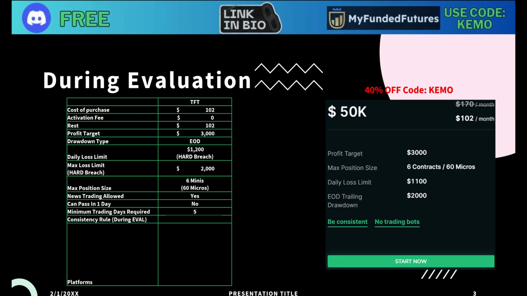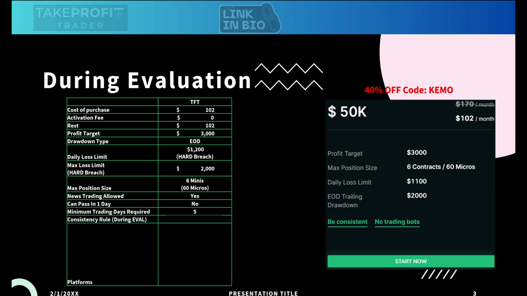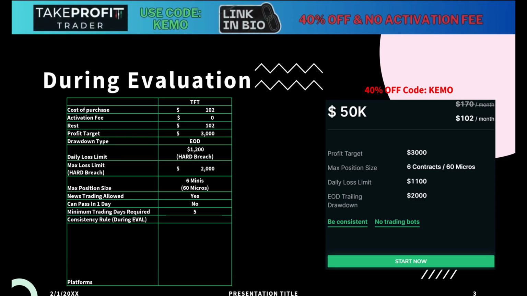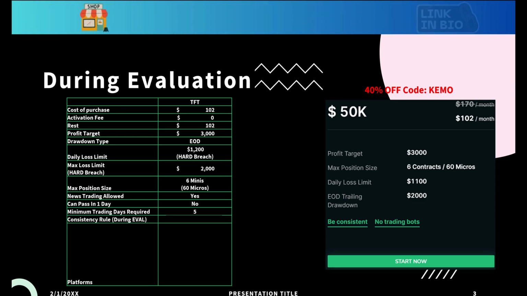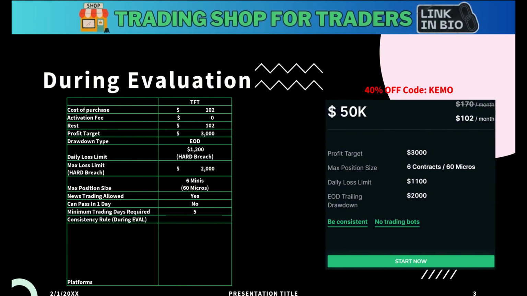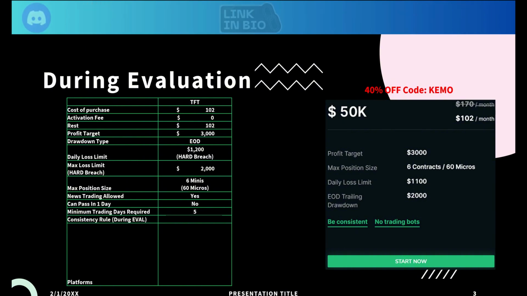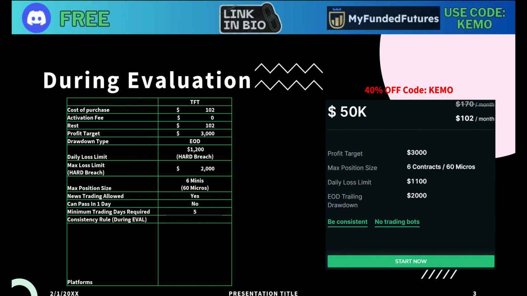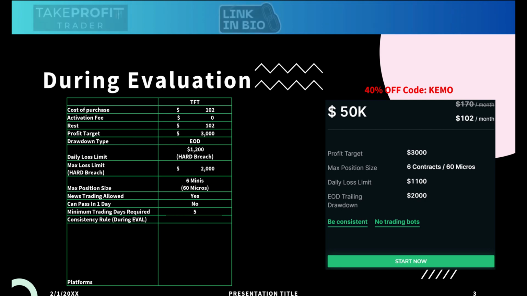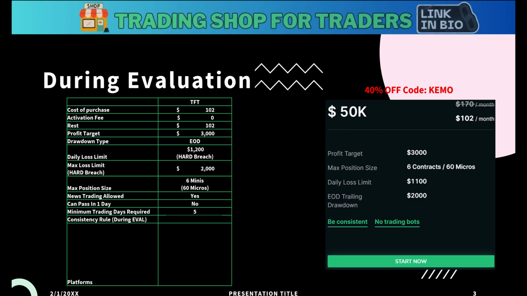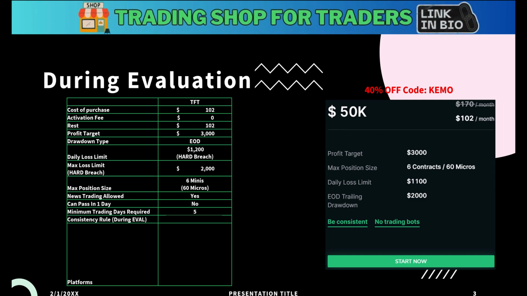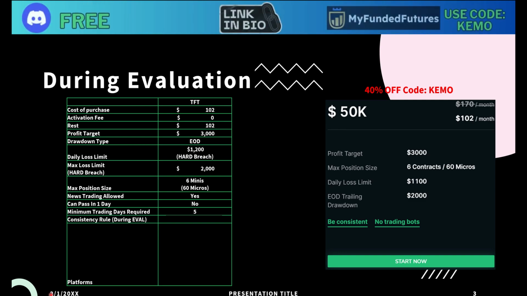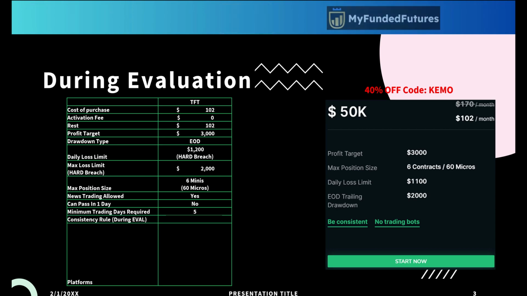So these are all the rules that I'm bringing to you, so you're in the know if you want to purchase anything from TakeProfit Trader. If you prefer to go with My Funded Future, which is what I prefer, you can stay with My Funded Future. But of course, more options is better for a lot of traders, because every trader is different and they prefer different rules. Do they have any consistency rule during the evaluation phase?